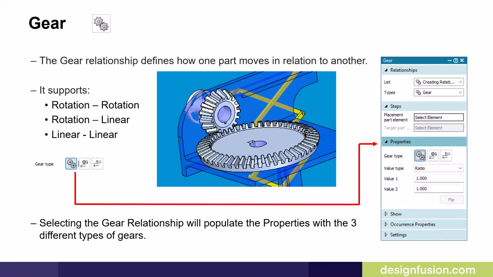It is important to note that a gear relationship does not physically position the parts in the assembly. The related parts must be positioned using other assembly relationships such as mate, planar align, and axial align.